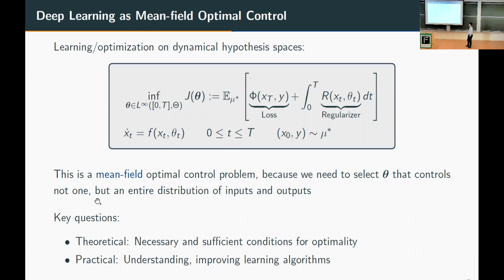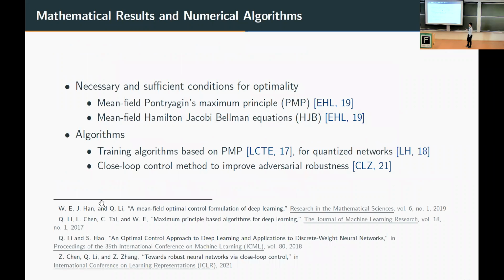And we can actually derive some necessary and sufficient conditions for optimality from the optimal control viewpoint. And also we can develop some new algorithms based on this control view of this deep neural network idealized dynamical system. Okay, so I will not talk too much. It's nothing to do with approximation theory, but you can do that.